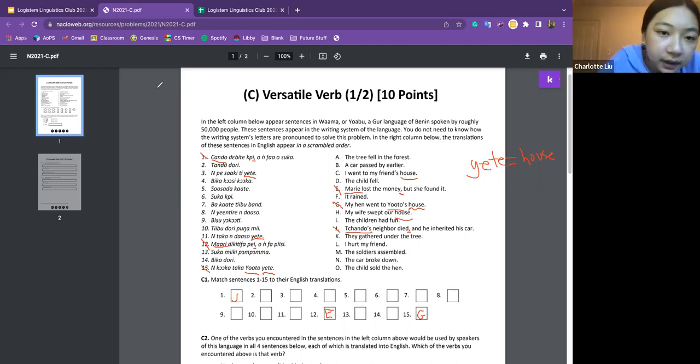I'm going to give a hint. It shows up a lot: N equals I slash my. Here there are two N's, which means it has I slash my twice. We see that C has it twice, so we can put C for 11. And then for 3, it will have to be E.